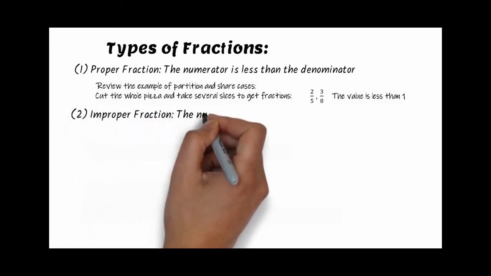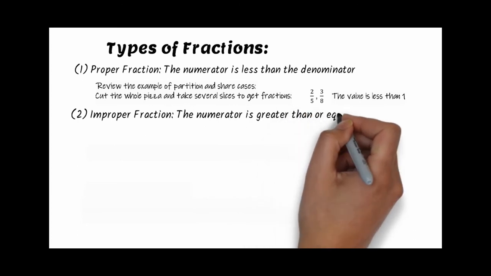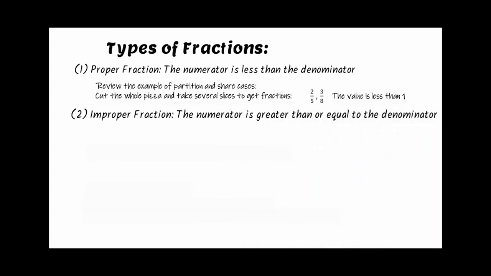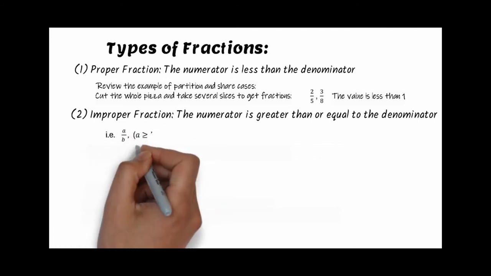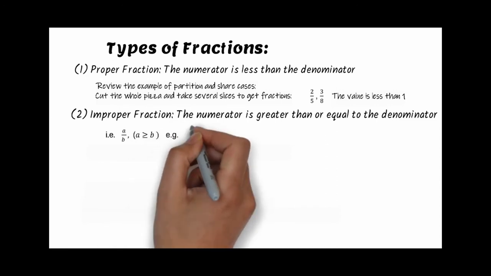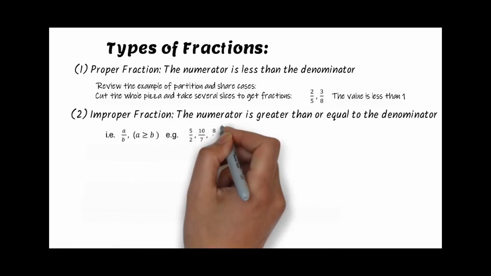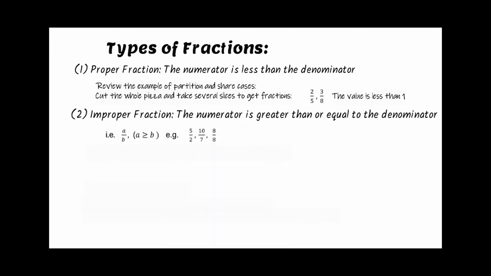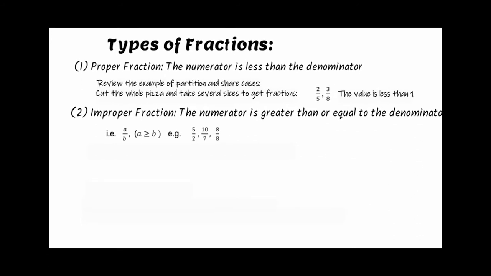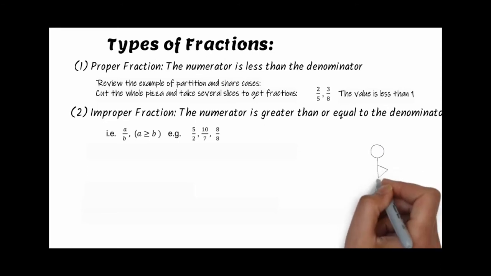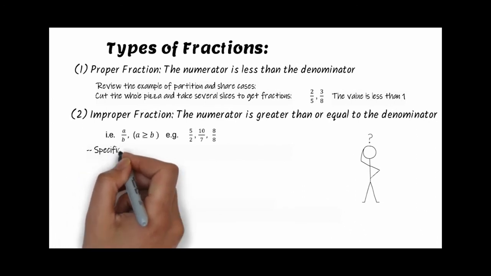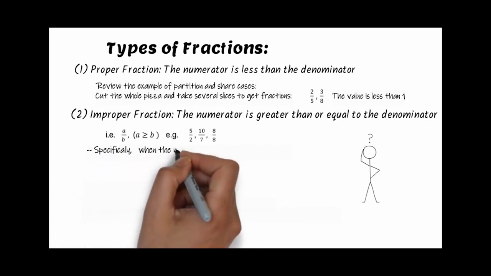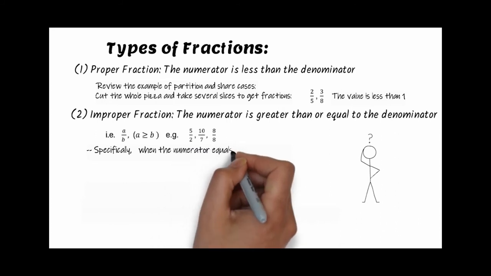The second type of fraction is the improper fraction, where the numerator is greater than or equal to the denominator. If we let a and b represent any numbers where b does not equal 0 and a is always greater than or equal to b, then a over b is an improper fraction. So 5/2, 10/7, 8/8, all of these are examples of improper fractions. Now there are a few special cases to take note of. Specifically for the first one, when the numerator is equal to the denominator.